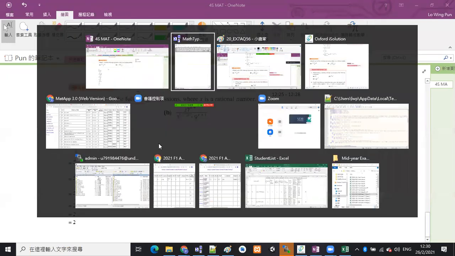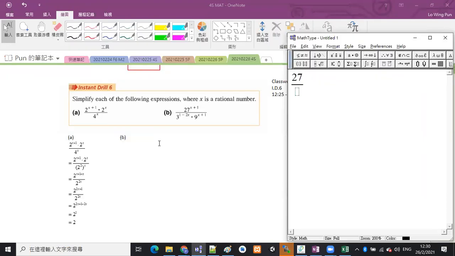Easy enough. Part B: 27 to the power x plus 1 divided by 3 to the power 1 minus 2x times 9 to the power x plus 1. We have base 3, base 9, base 27, but all of them can be changed to base 3. So 27 is 3 to the power 3, and then power x plus 1. And 9 can be changed to 3 squared, and then power x plus 1.